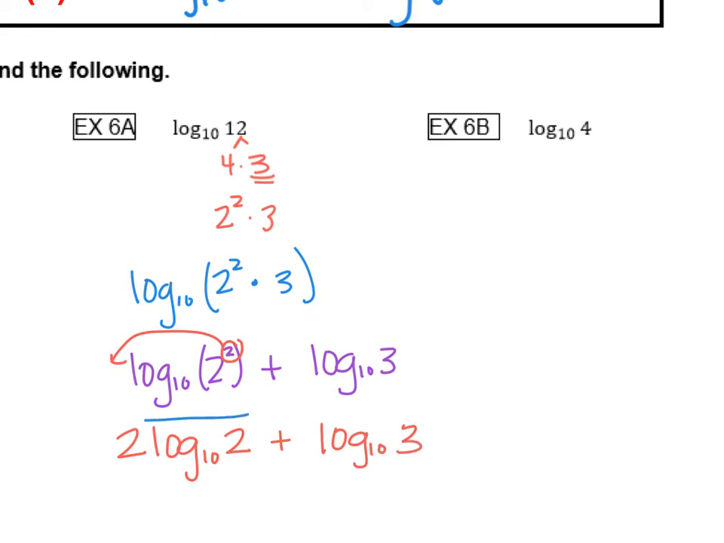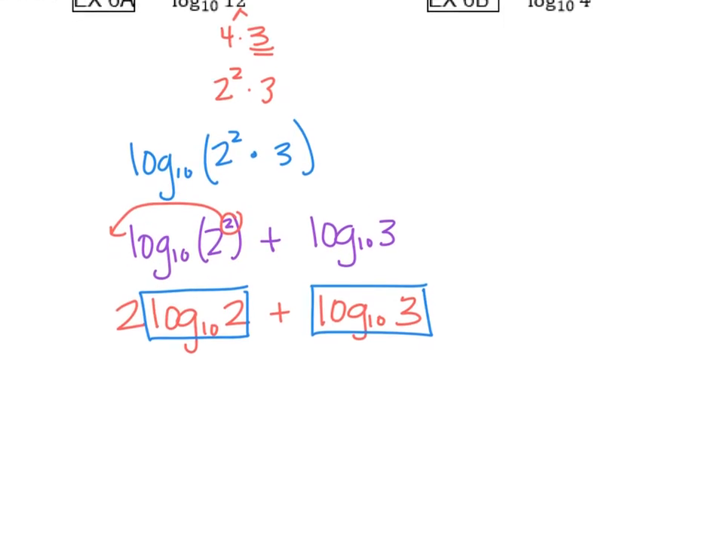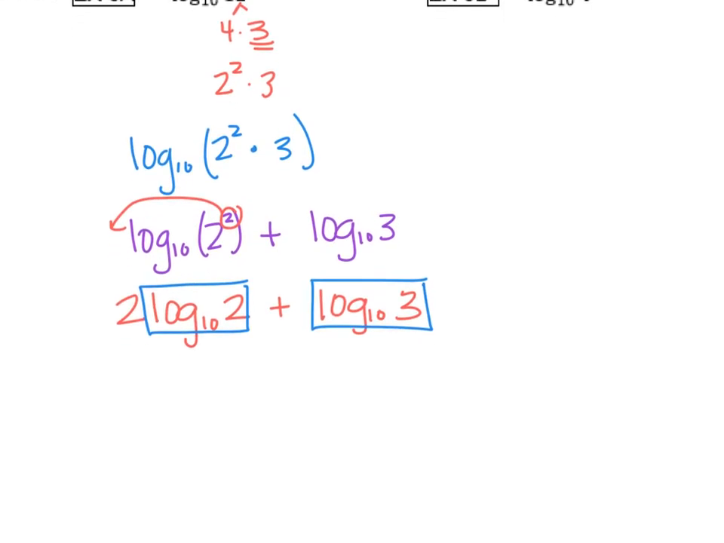So here's our log base 10 of 2. We have a value to plug in for that, and here's our log base 10 of 3. So all we do is we plug in those numbers. We're going to have 2 times log base 10 of 2, which is equal to 0.30, plus log base 10 of 3, which is equal to 0.48. And then we just go ahead and add those together and we get 1.08 for our final answer.